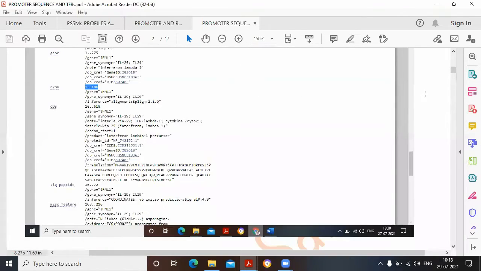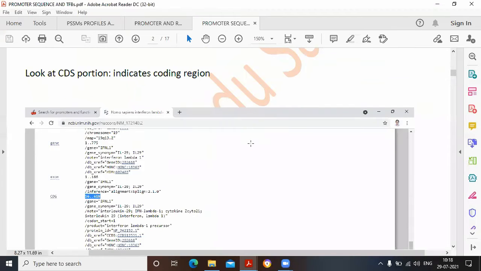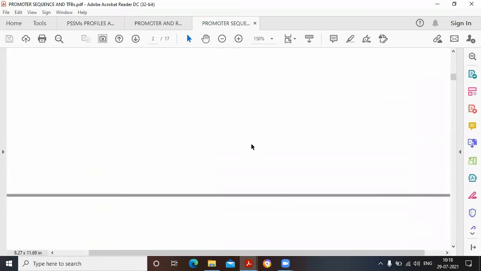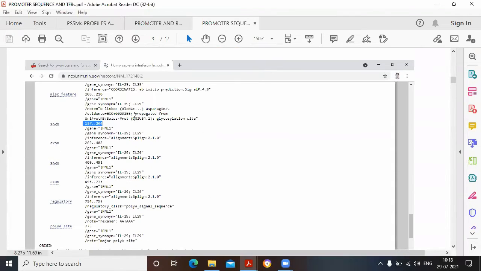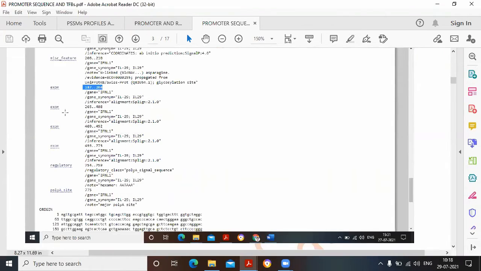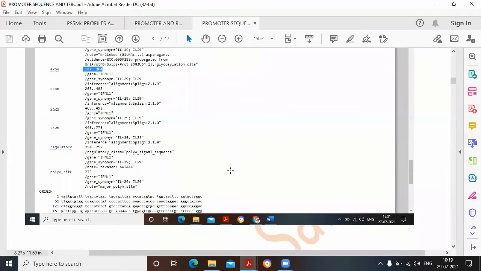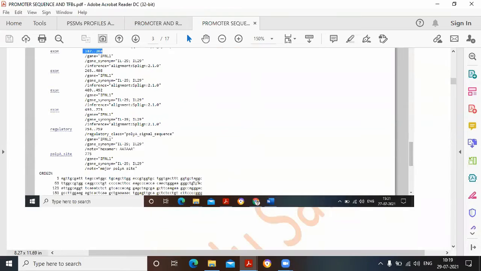So I mentioned you need to look at the exon part, you need to look at the CDS part. All the things you need to keenly observe and note down. It has a lot of exons. Wherever the exon positions are, they are highlighted here, from this position to this position is the exon. It is already mentioned along with the particular gene sequence, or we can say mRNA sequence. And lastly, gene-wise, it has been provided from where this mRNA sequence has come.